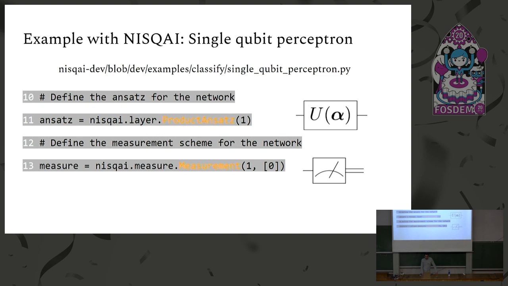We first need to define what our ansatz is. So here on a single qubit, all ansatzes are essentially the same. So we use a product ansatz here, which is parameterized by two angles. And then we add a measurement to the circuit. And the way that we get our classification is by doing this measurement.